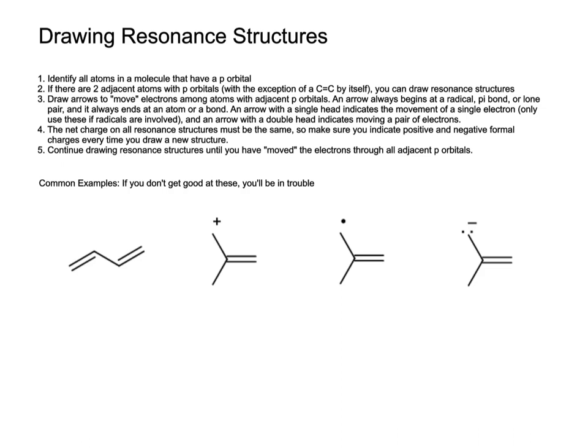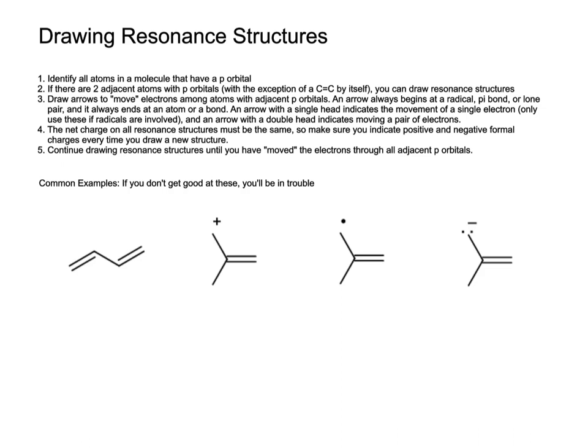Now, an arrow with a single head indicates the movement of a single electron, and you should only be using these if radicals are involved. Normally, we use an arrow with a double head, which indicates you're moving a pair of electrons. Now, the net charge on all resonance structures must be the same, so make sure you indicate positive and negative formal charges every time you draw a new resonance structure. And then you can just continue drawing resonance structures over and over again until you have moved the electrons through all of the adjacent p orbitals.